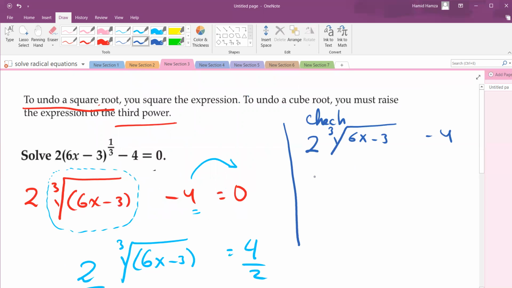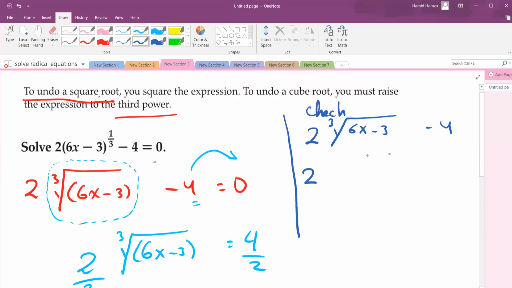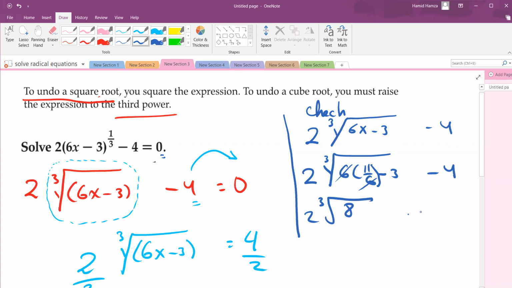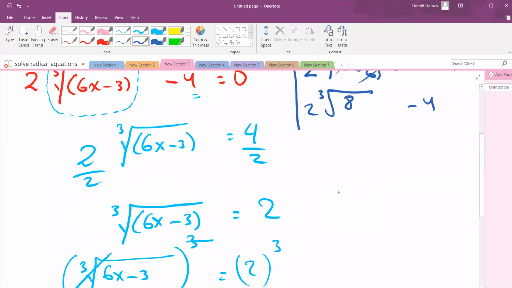So it will be 2 cubed root of 6 times 11 over 6 minus 3, minus 4. So the answer should equal 0, guys. Cancel 6 with 6. 11 minus 3 will be 8. So it will be 2 cubed root of 8 minus 4. The cubed root of 8 is 2.